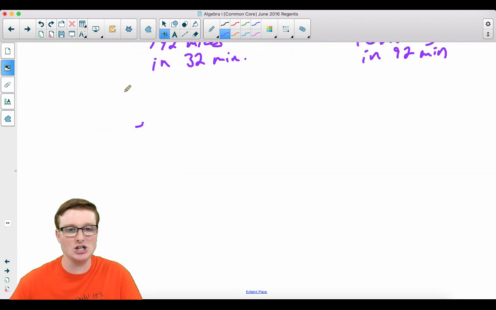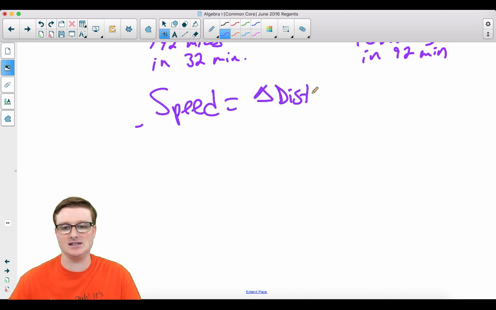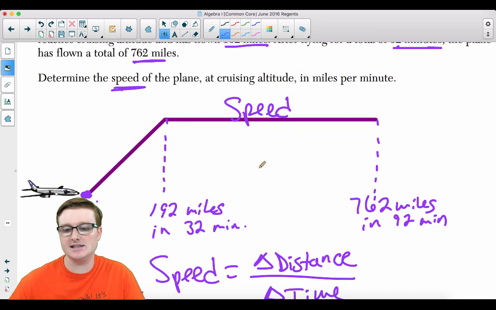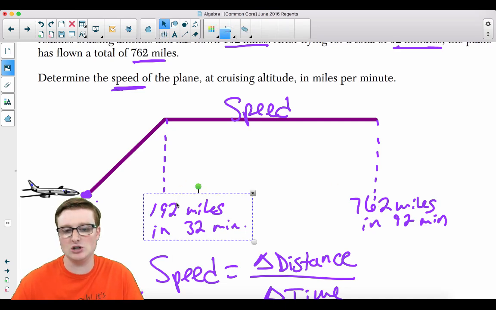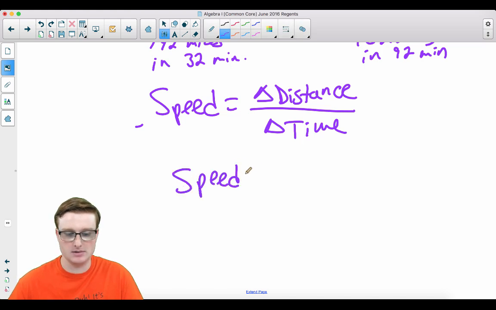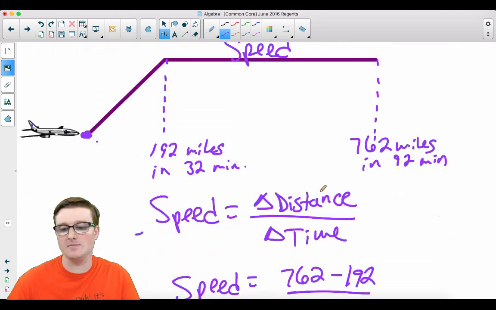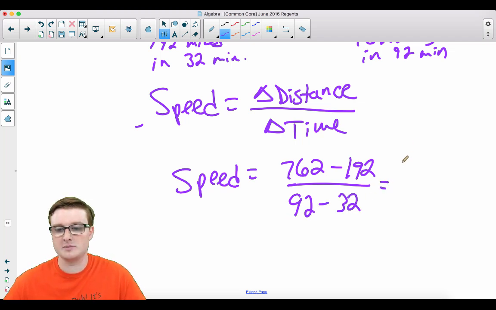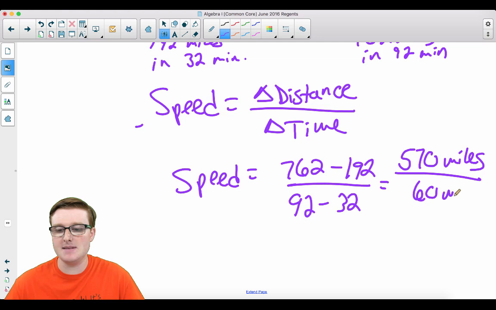Speed equals the change in distance over the change in time. So, the change in distance is between 762 and 192. So, we have speed equals 762 minus 192 all over the time. Well, 92 minutes minus 32 minutes. So this means that the aircraft flew 570 miles in 60 minutes.